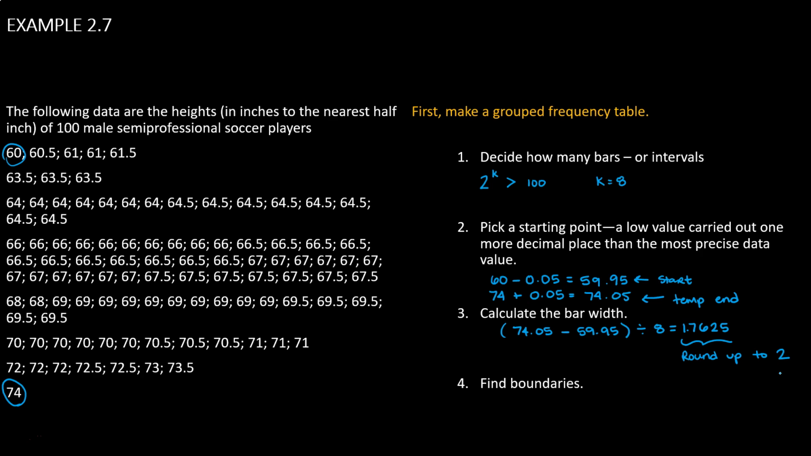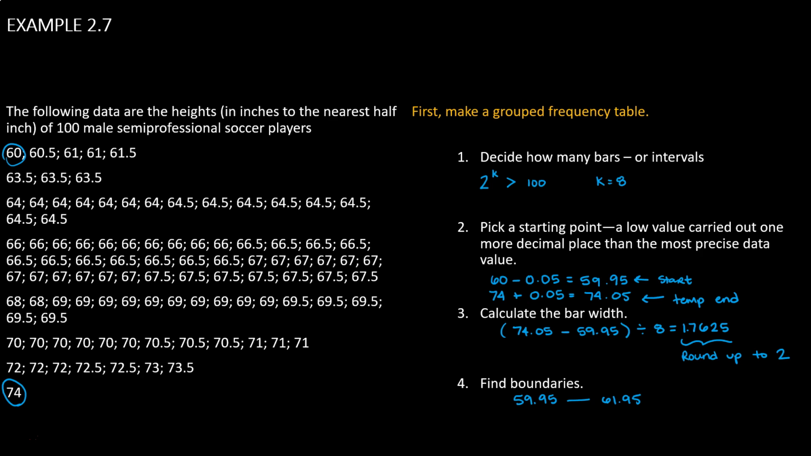We know we're going to create 8 intervals, and each one of those intervals is going to have a low number and a high number. We'll start with finding our first group with our starting point, 59.95, and then we'll add 2 to that to get to our upper boundary. So our lower boundary is 59.95, our upper boundary is 59.95 plus 2, which puts us at 61.95.